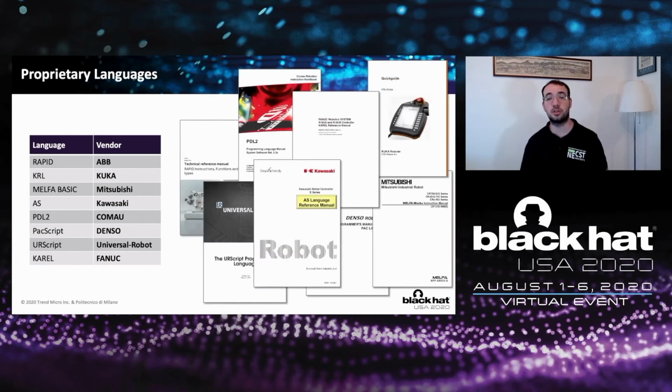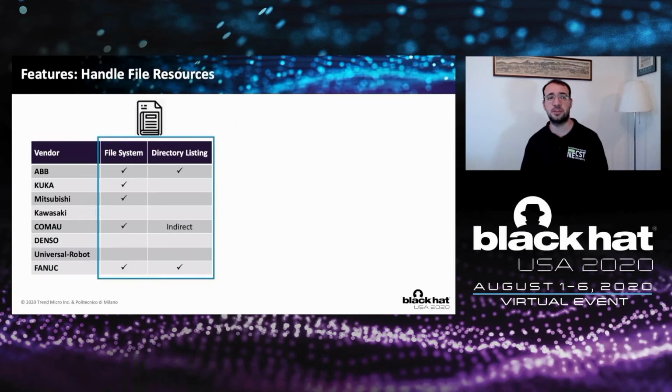Back to the topic of our talk, we analyzed the languages of 8 different vendors in order to see if they had security-sensitive primitives. So to say, primitives that can be used to bypass security boundaries. The first primitive that we analyzed is the ability of reading or writing from the file system of the robot, directly from the task program. This capability is present in 5 out of 8 programming languages, and it's not exactly surprising because there are a lot of use cases for this, such as writing log files or reading coordinates from a file.